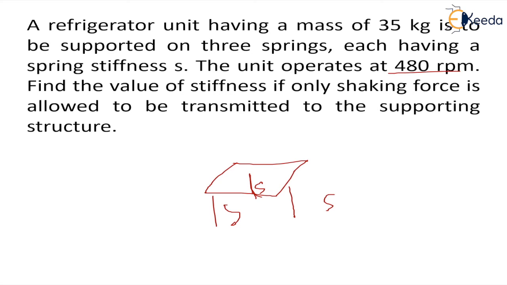We have to find the value of stiffness if only shaking force is allowed to be transmitted to the supporting structure, right? Now what happens whenever a body is moving or when a system is operating, a part of the force gets transmitted to the structure or the frame. So we have to find the transmissibility of the force, which is nothing but the ratio of the force transmitted upon the force applied. And the question says that we have to assume that only the shaking force is transmitted to the supporting structure.